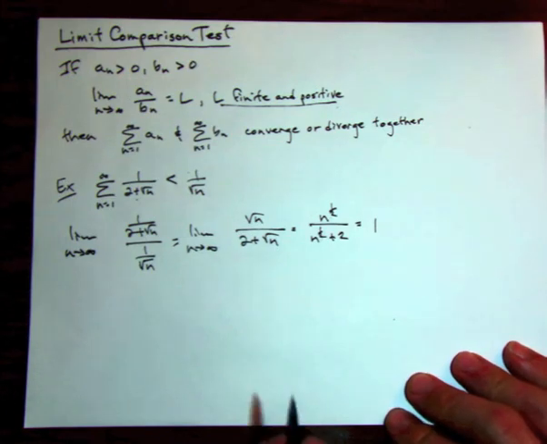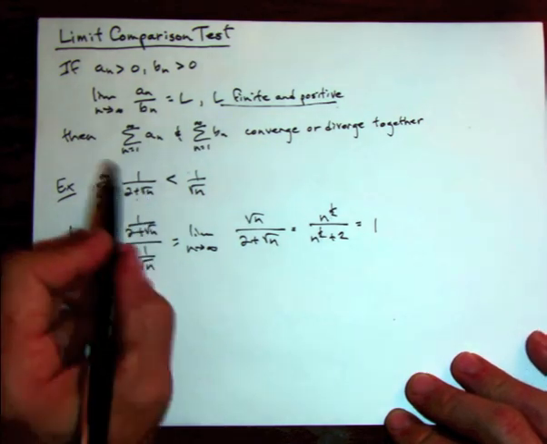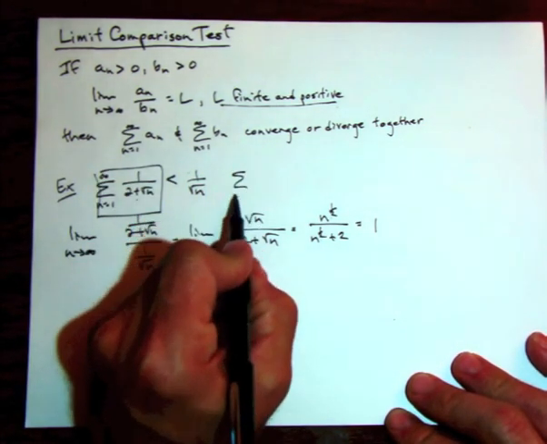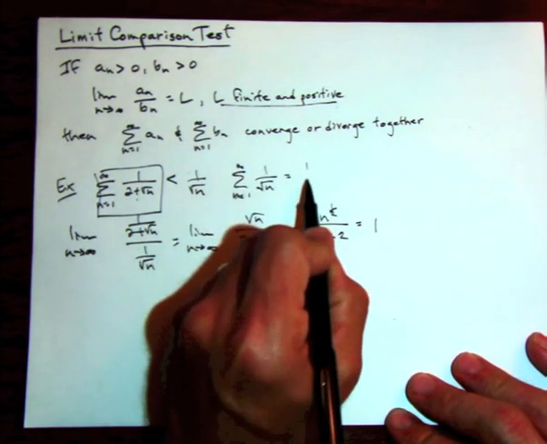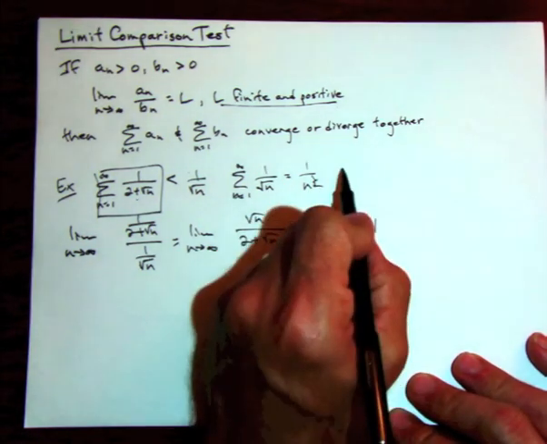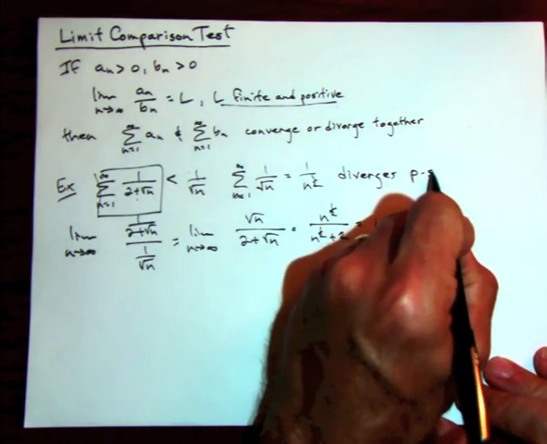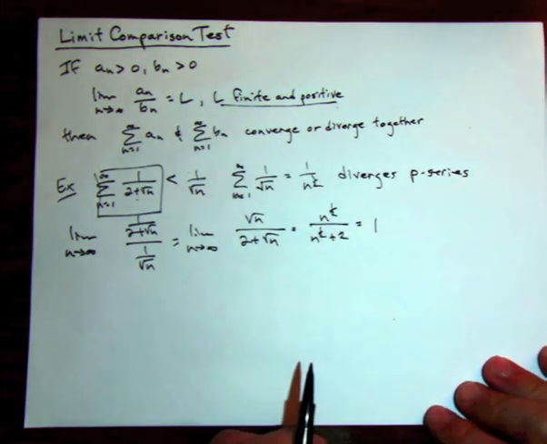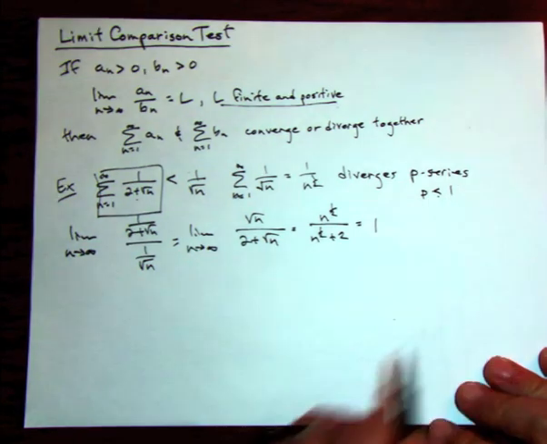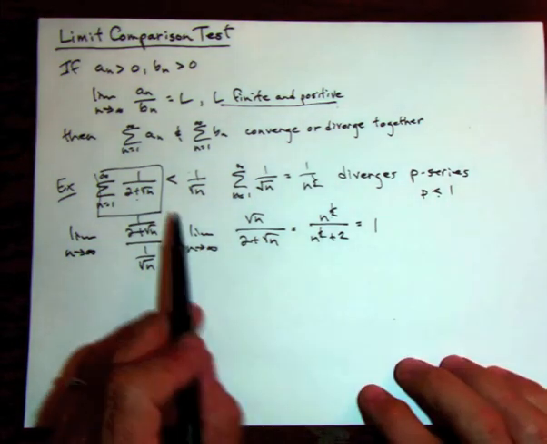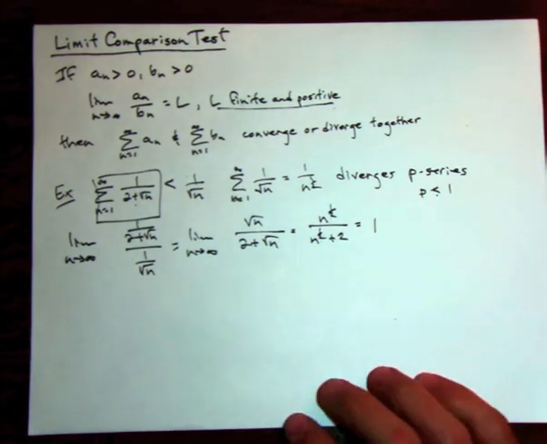And since 1 is both finite and positive, then this series will behave the same as the sum from n equals 1 to infinity of 1 over square root of n, which is the same as 1 over n to the 1/2, which we know diverges by the p series, with p being less than 1. We know that that diverges. So you can see that this is much simpler than the work that we had to do for the comparison test. Let's look at just a few more examples.